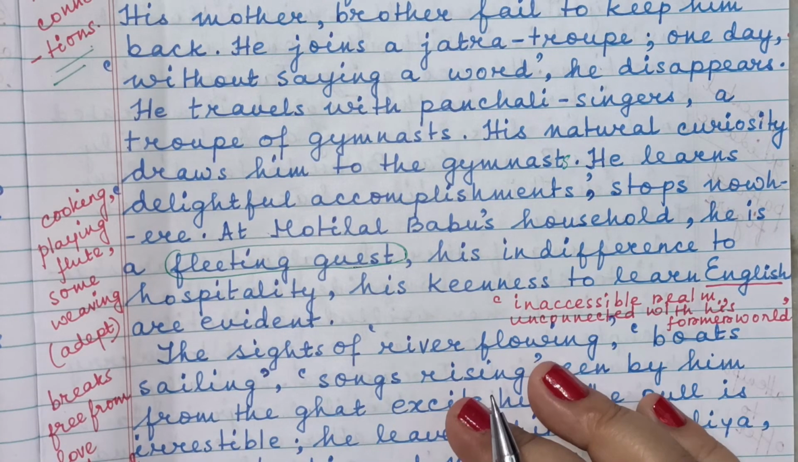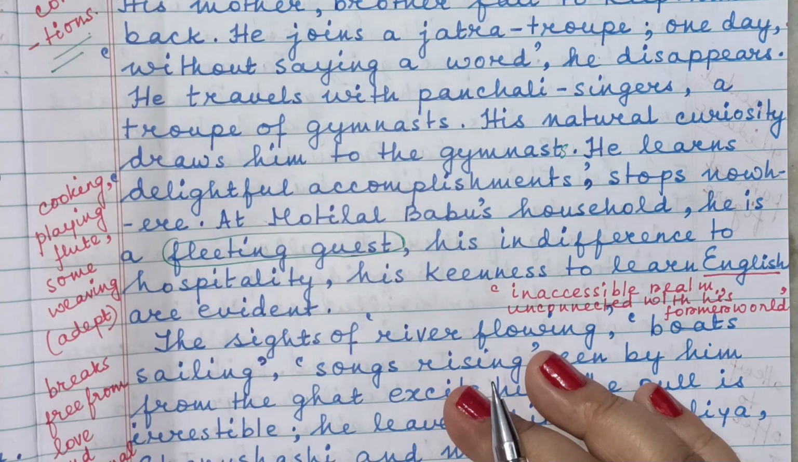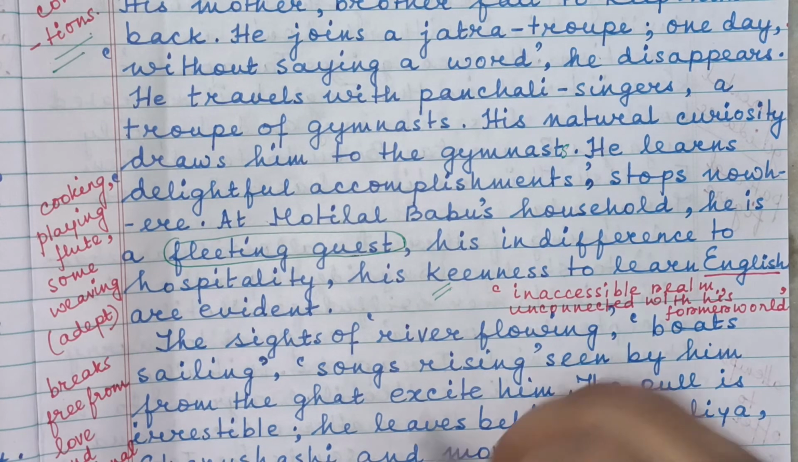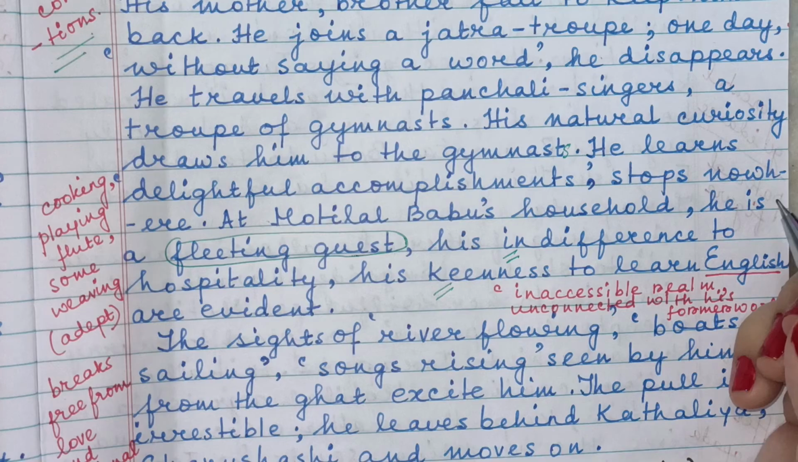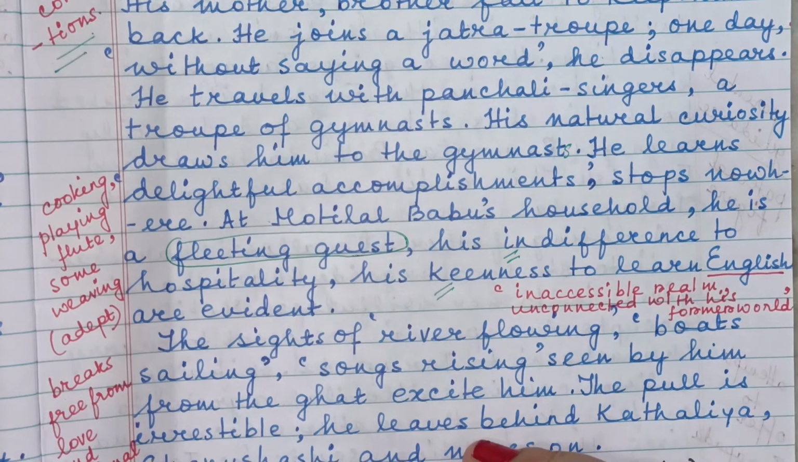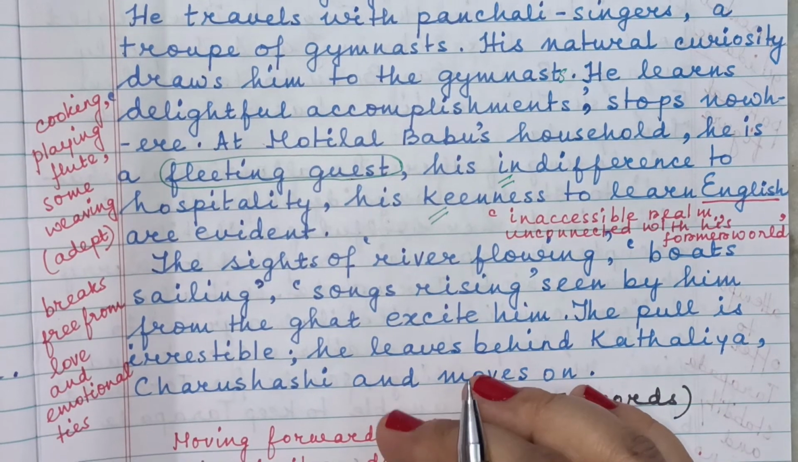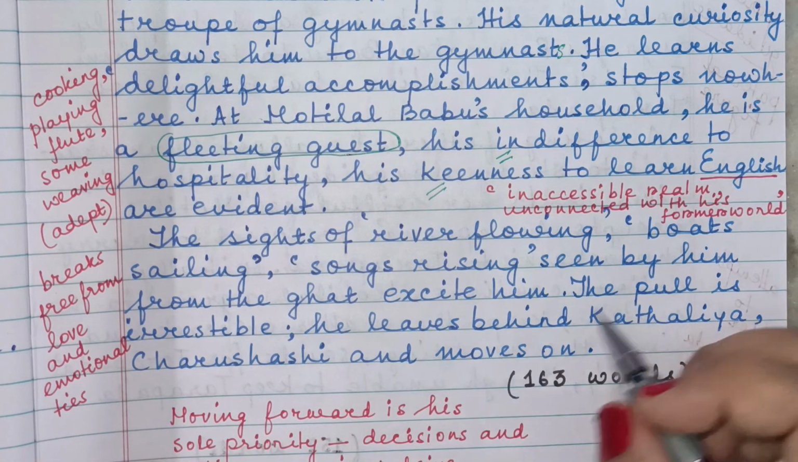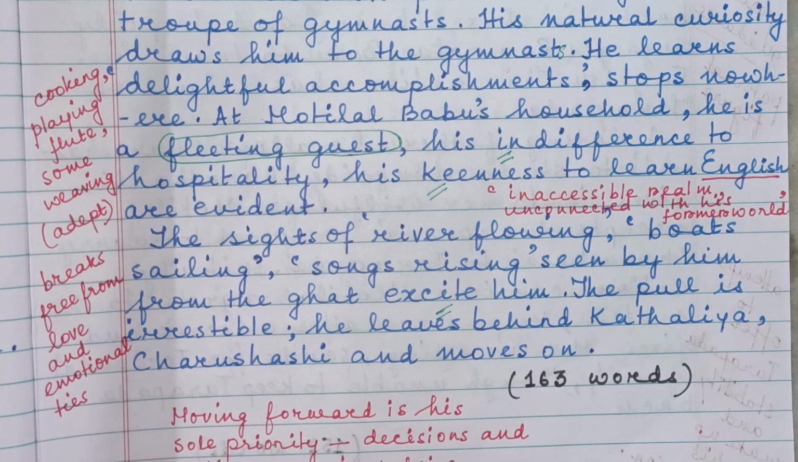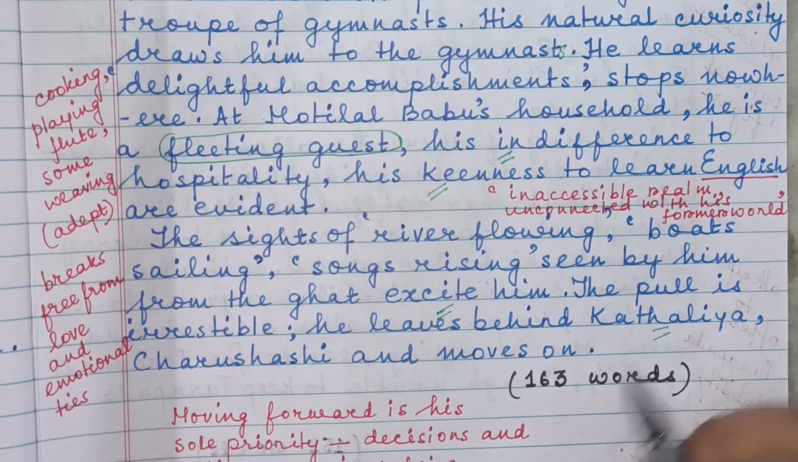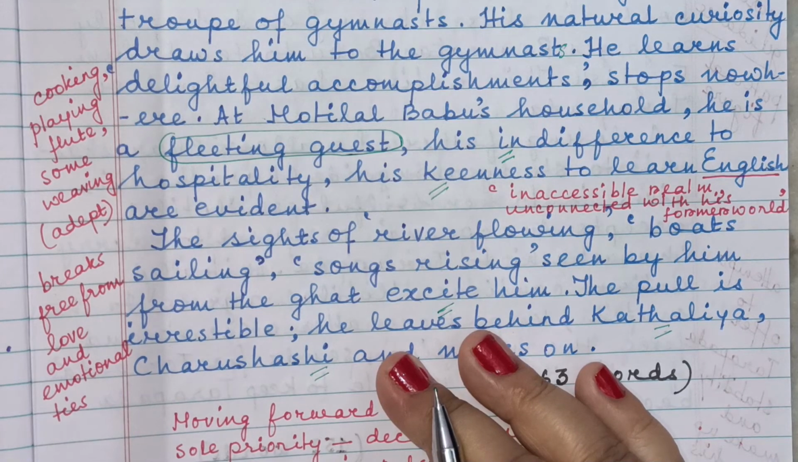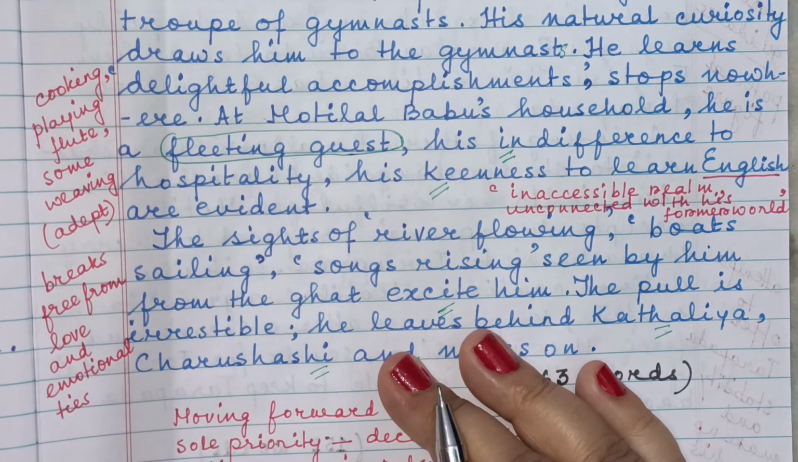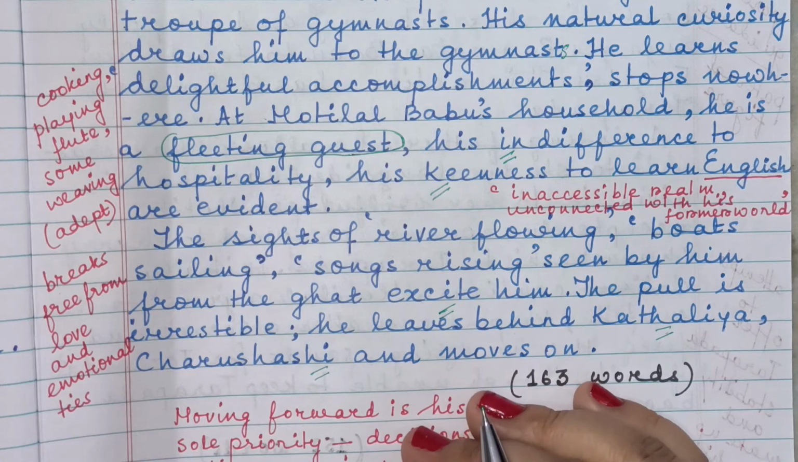His indifference to hospitality, his keenness to learn English are evident. He is curious, therefore he is keen to learn English. He is a wanderer, therefore he is indifferent to hospitality. The sights of river flowing, boats sailing, songs rising, seen by him from the ghat excite him. The pull is irresistible. He leaves behind Kathalia, Charushoshi and moves on. This is the decision and action that he takes because of his wanderlust and curiosity to explore the outside world.